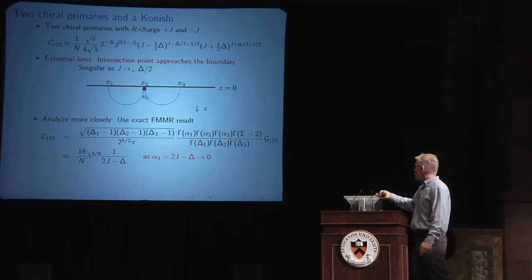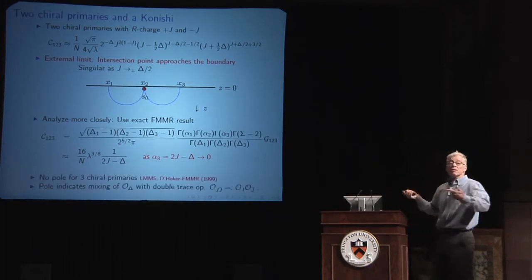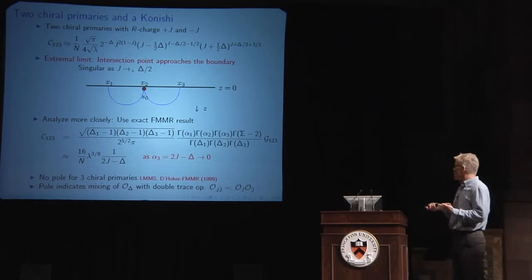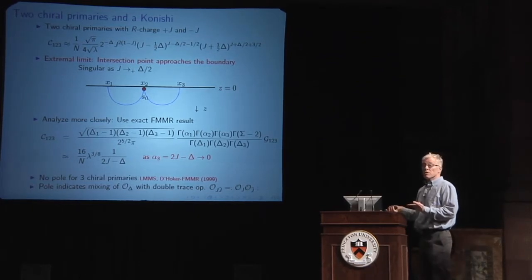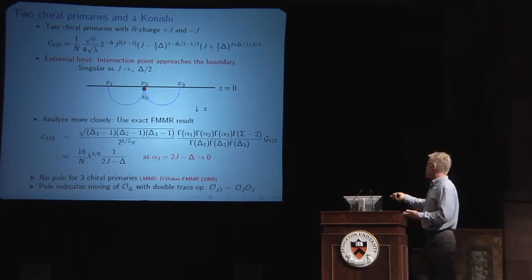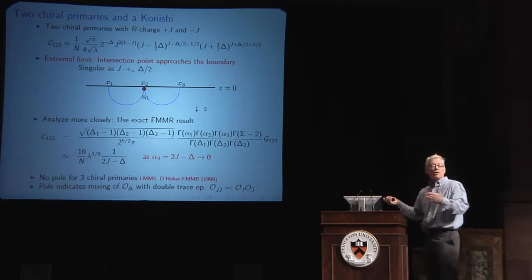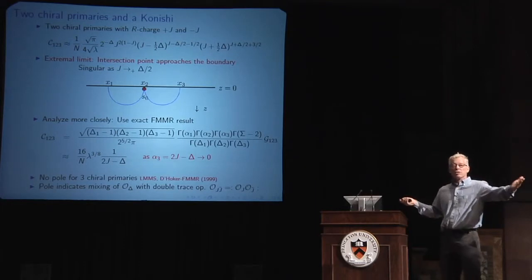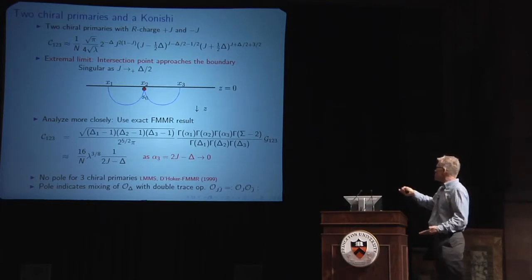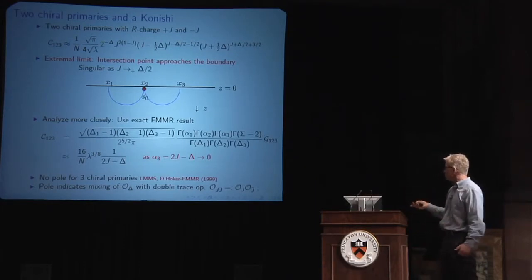Okay, and what the pole is telling you is basically that you're having mixing with double trace operators. So in the case of three chiral primaries, this doesn't happen. The pole here is actually canceled by a 0 in this part here. And in the case of chiral primaries, because of R charge conservation, you can't even go beyond the extremal limit. But in our case, you can certainly go beyond the extremal limit.